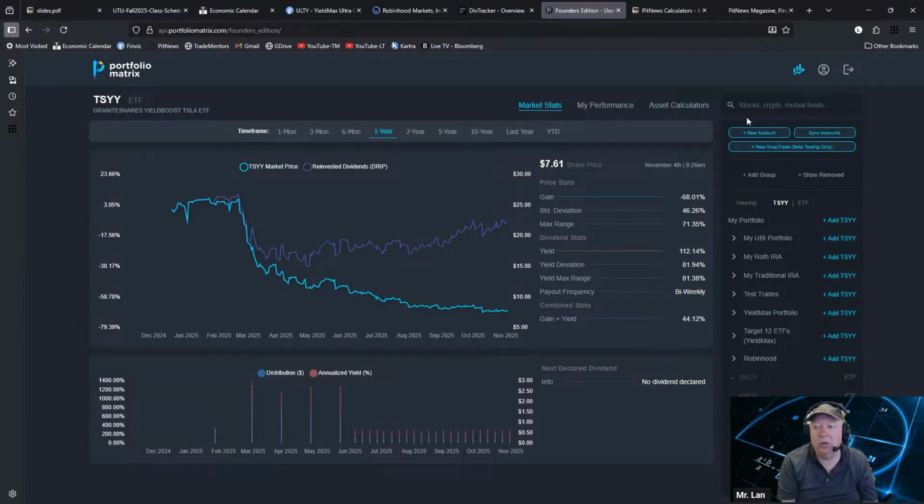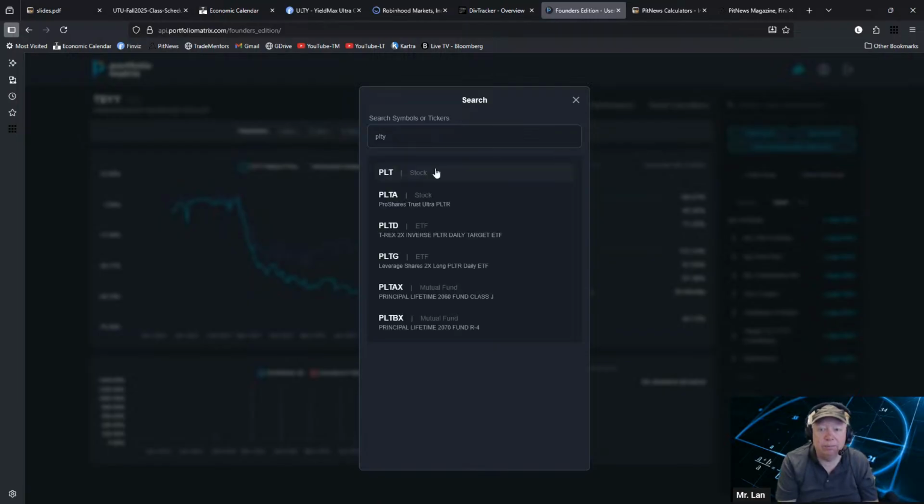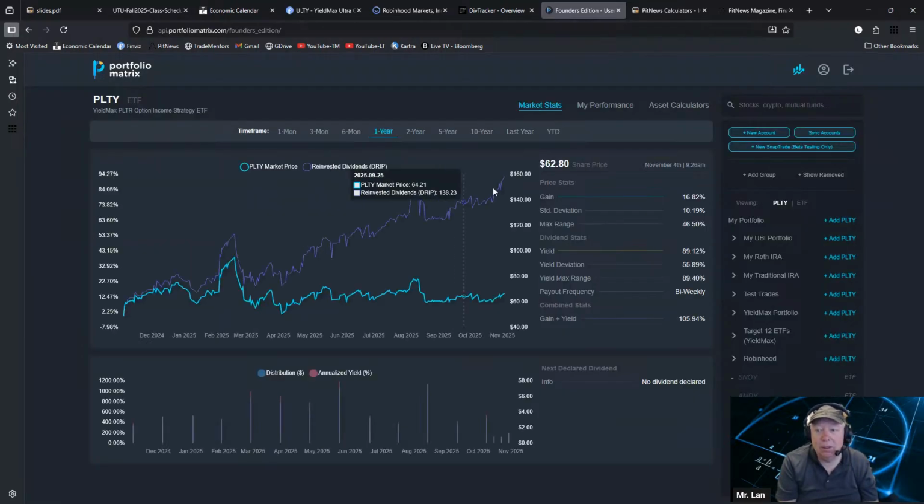All right, so let's go look at Palantir, PLTY. So that's got a gain, look at that, 16% on the gain because it's been going up. And then the yield is 89% for a 105% return. That's why I said I got a lot of Palantir. That's probably one of the largest ones in my portfolio, and I'm making a 105% return.